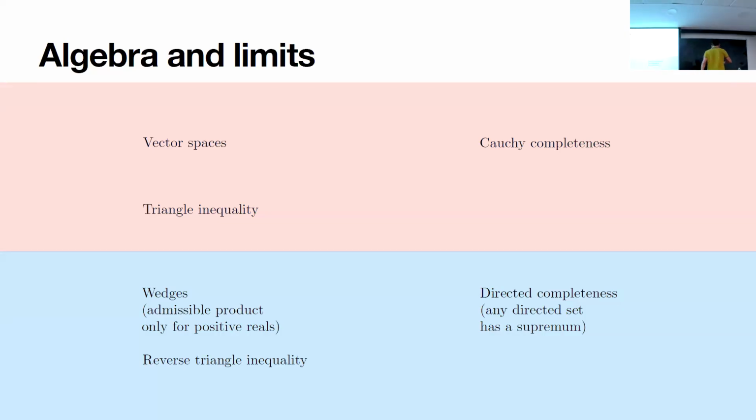I don't want to work with Minkowski. I just want to work with the future. That's the idea. And a norm, rather than satisfying the triangular inequality, should satisfy the reverse triangular inequality. And Cauchy completeness should be replaced with directed completeness. Directed completeness means that every directed set must have a supremum, and I will tell you in a second what is the partial order behind it.